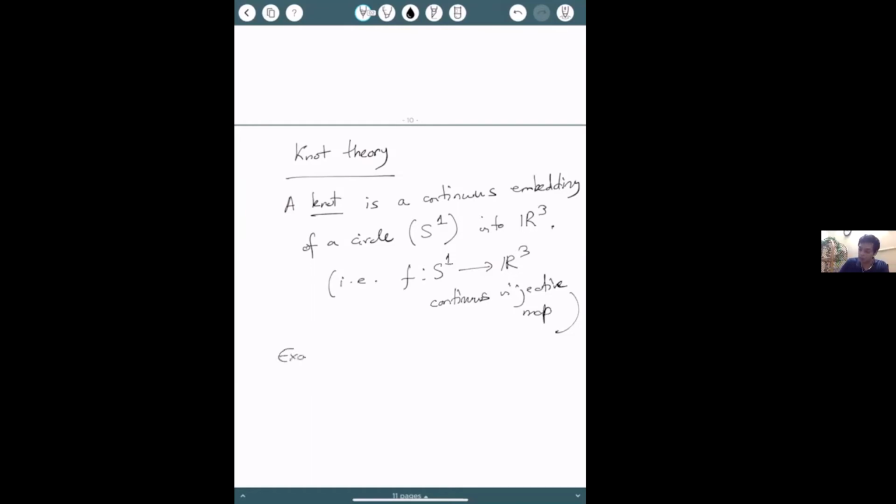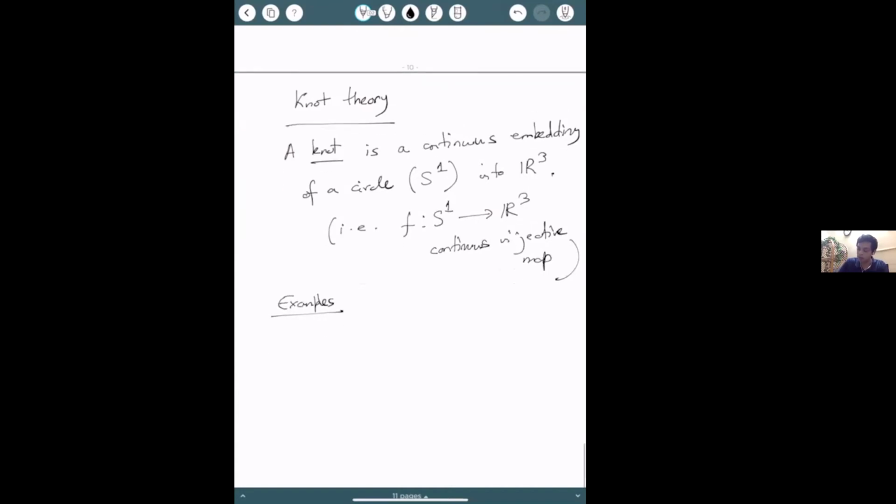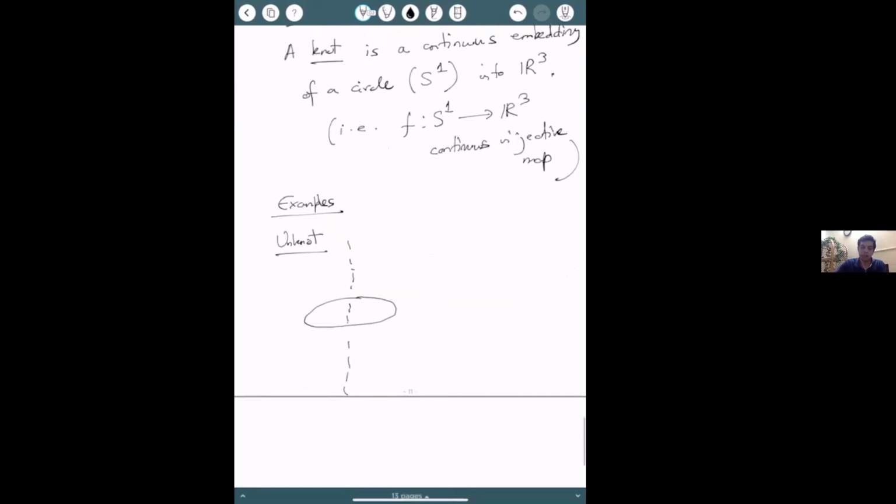Instead of trying to demonstrate, let me draw some. The simplest knot is the unknot, where you just have a circle embedded in R3. Let's say you're in the XY plane, and you are putting the circle as an actual circle on the XY plane in R3, and this is the Z direction. That's an unknot. You haven't really knotted it at all.